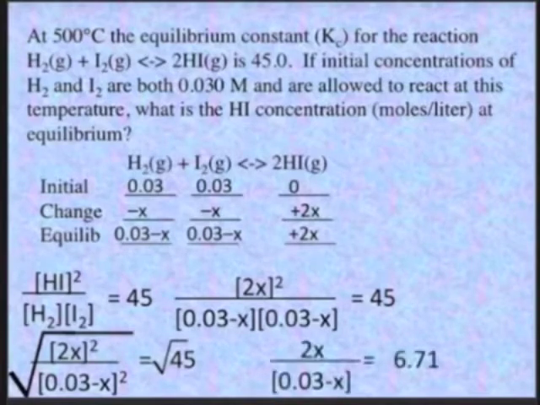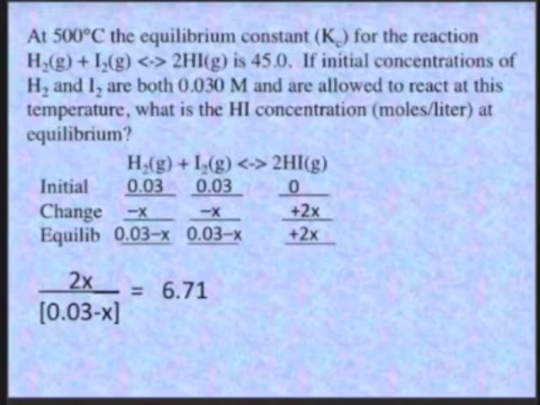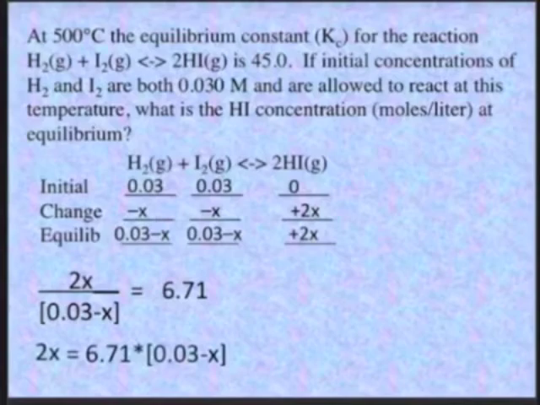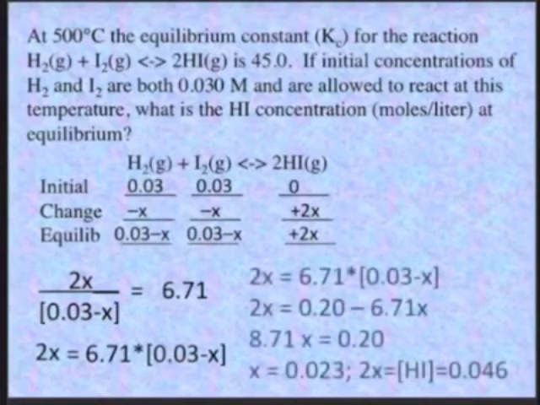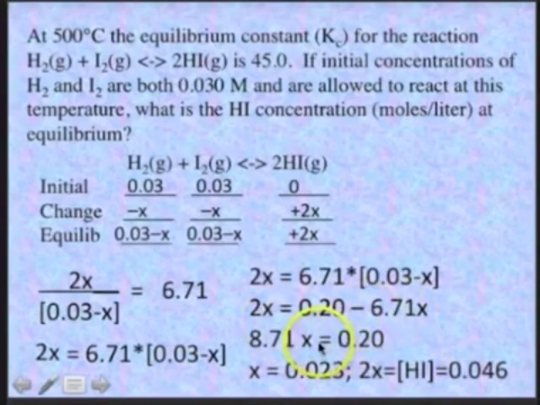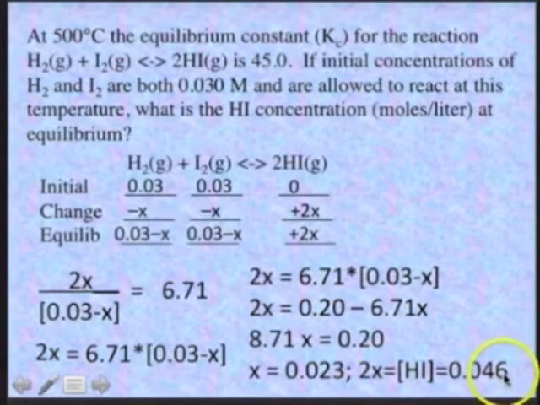When you do that, you get 2x divided by 0.03 minus x is equal to 6.71. So now you can easily solve for x. There's our equation, 2x divided by 0.03 minus x. Work it out algebraically, solve for x. We get x is 0.023, but again, we remember that we're asking for the HI concentration, and that is defined as 2x. So we have to again double x to get our answer, 0.046.